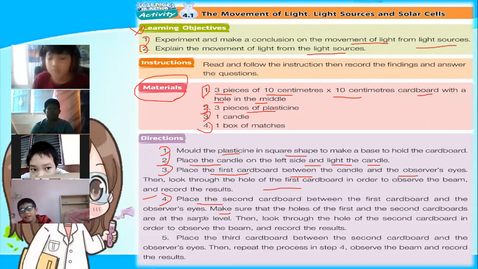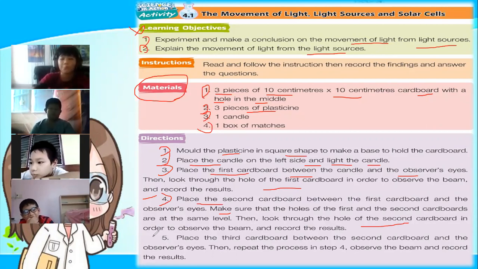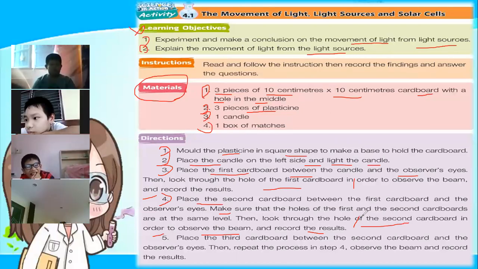And then we look from the back. Then look through the hole of the second cardboard in order to observe the beam and record the result. So here we are going to record after one cardboard. Here we are going to record after placing the second cardboard.